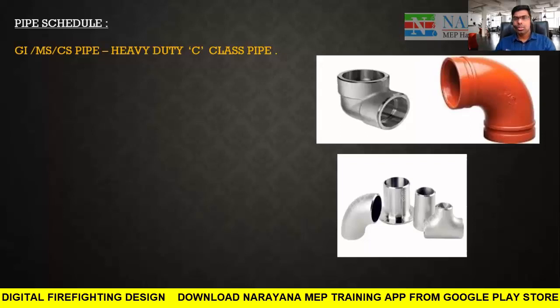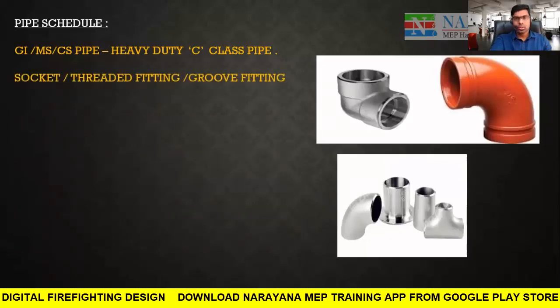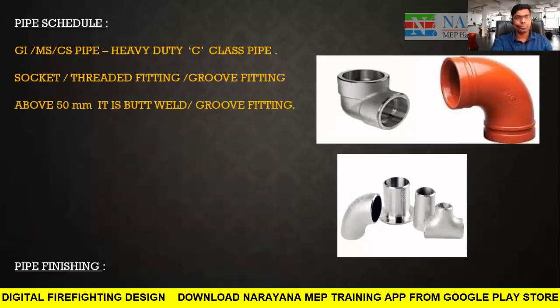Generally we have different types of fittings: groove fittings, socket fittings, and weld fittings. So where and how are they used? Socket fittings and socket threading fittings are used below 50 mm pipe. Above that, you have to use butt weld fittings. And groove fittings can be used starting from 200 diameter up to 250, and 300 is available in the market.